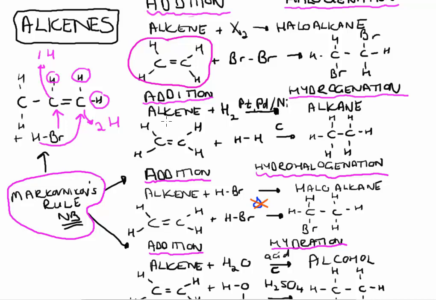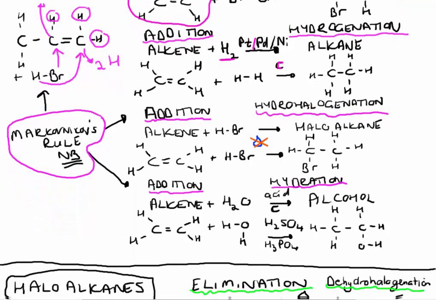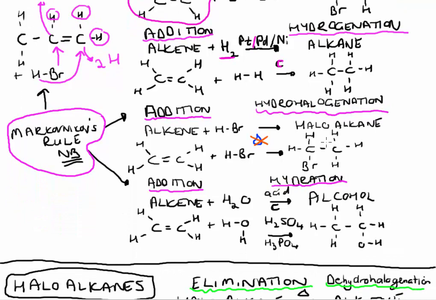The second type of addition reaction that we have here is called hydrogenation. Hydrogenation does not happen spontaneously, but only in the presence of a catalyst. So if you have an alkene and you add H2, in the presence of one of those catalysts listed there, an alkane will form. The third type of addition reaction that can occur is called hydrohalogenation.